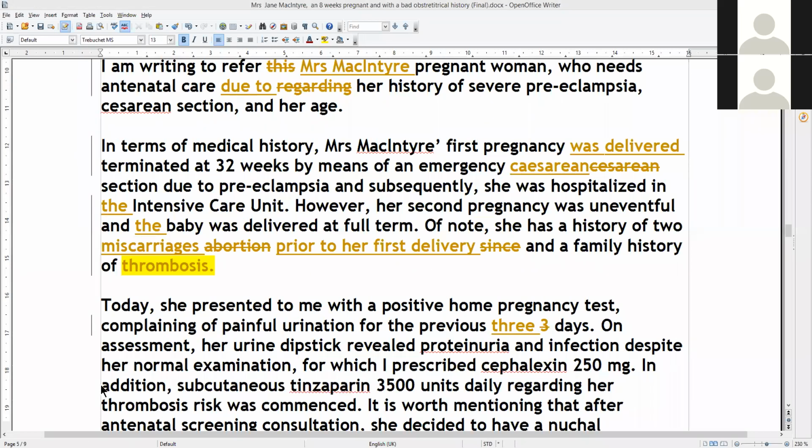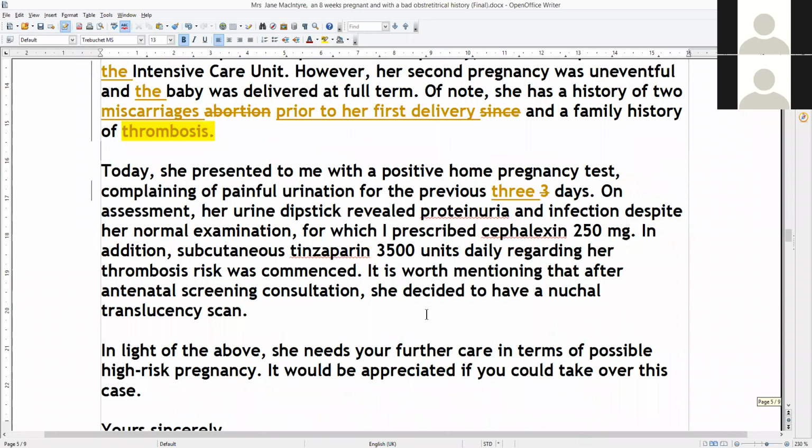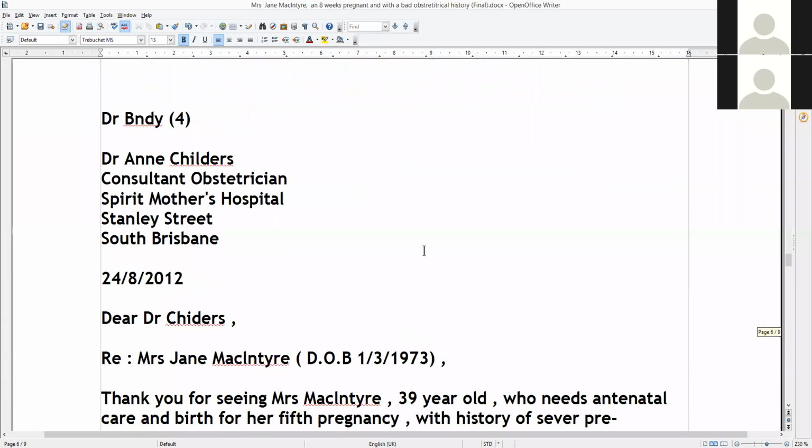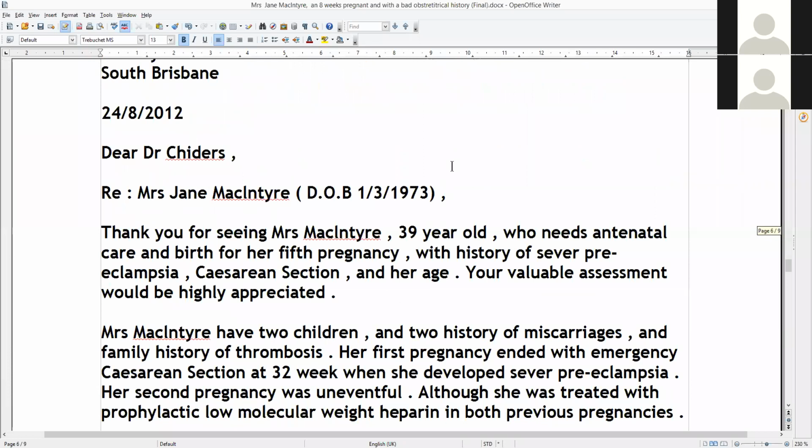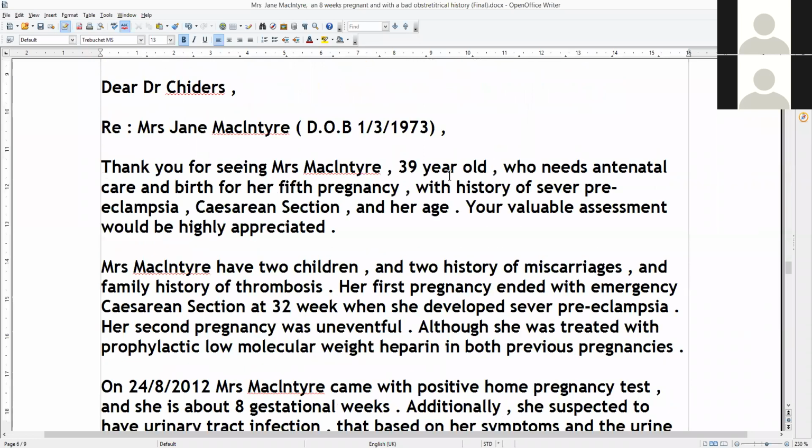You've got to sequence the events. So the miscarriages occurred first, not afterwards. So it's not since, it's prior to. Okay, so not too bad. Mrs MacIntyre, 39 years old. Okay. You can put the age, but really, we can see it here from the date of birth, so you don't really need it. Mrs MacIntyre needs antenatal care and birth for her 5th pregnancy with a history of, why is there a gap?